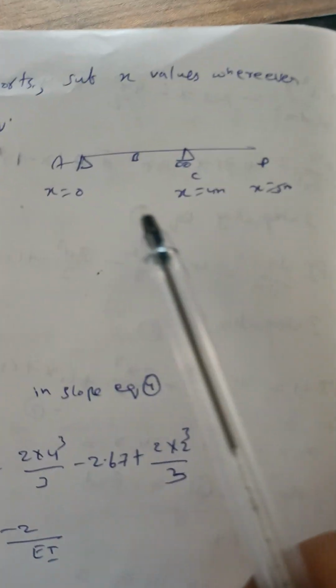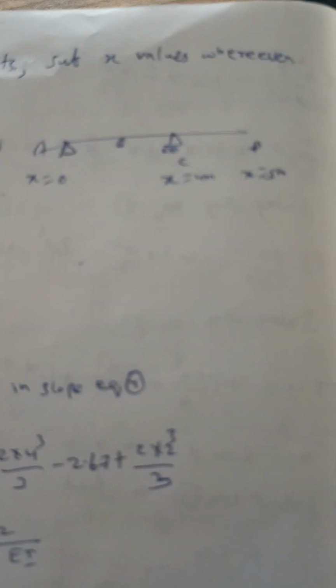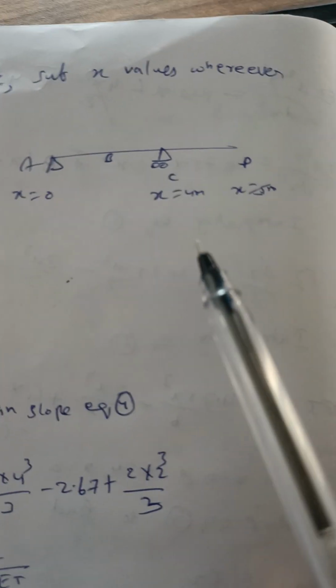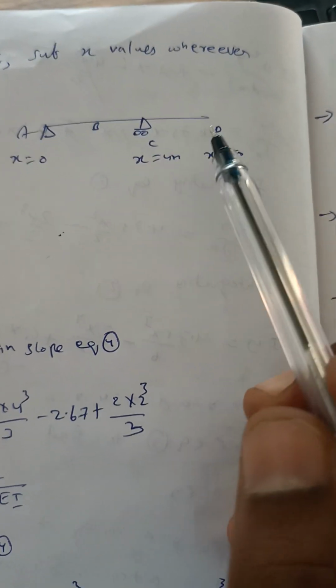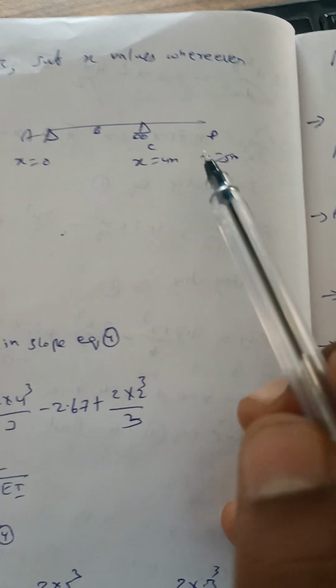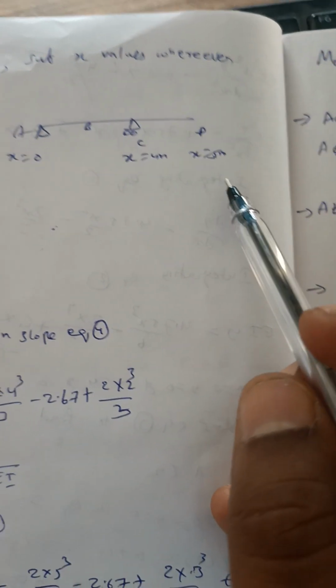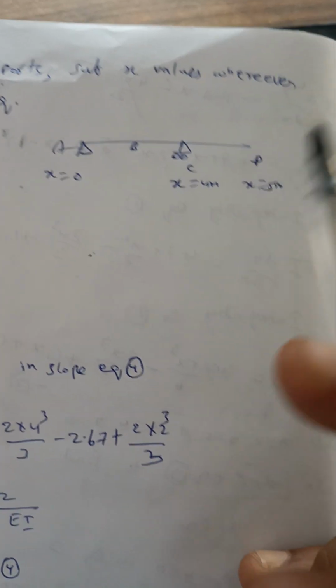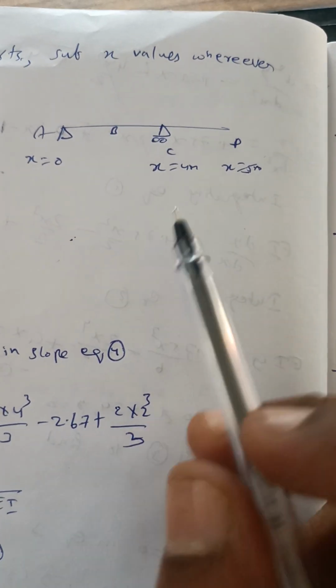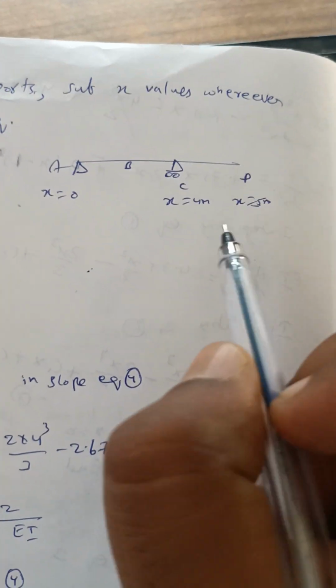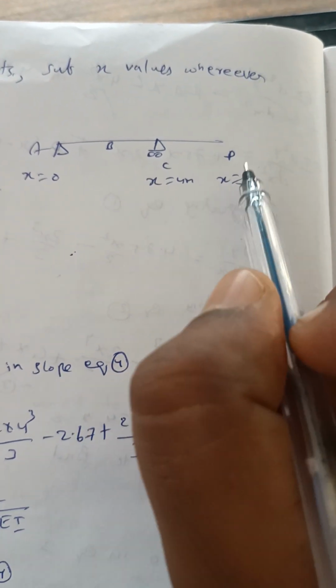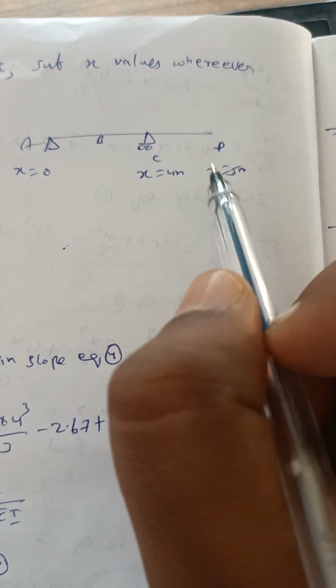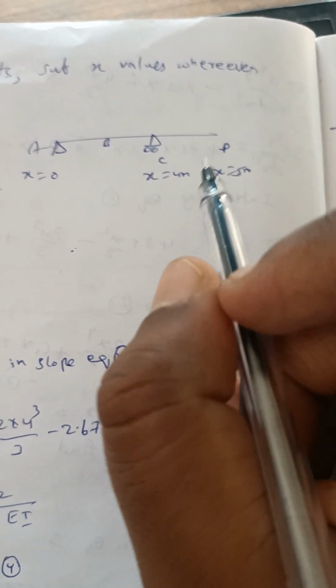Now to find theta A, after getting the slope and deflection equations, we will substitute x equal to 0. To find theta C we will substitute x equal to 4. To find theta D we will substitute x equal to 5. To find YD we will substitute x equal to 5 in the deflection equation. To find theta we will substitute these values in the slope equation.